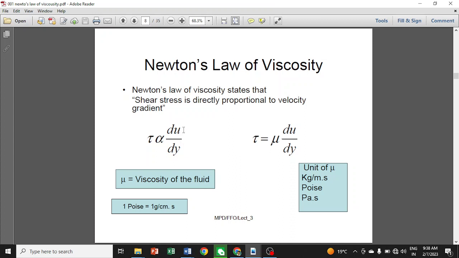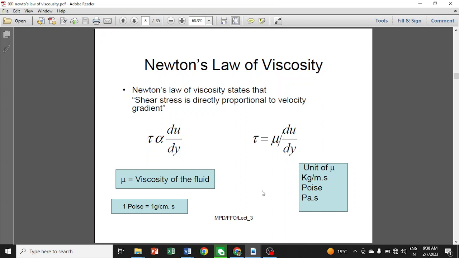I again repeat, what is du upon dy? Du upon dy is the velocity gradient. What does it mean? It means as we go far from the surface, the layers of fluid will move faster. If we remove the proportional sign, a new constant comes, which is called the coefficient of viscosity.